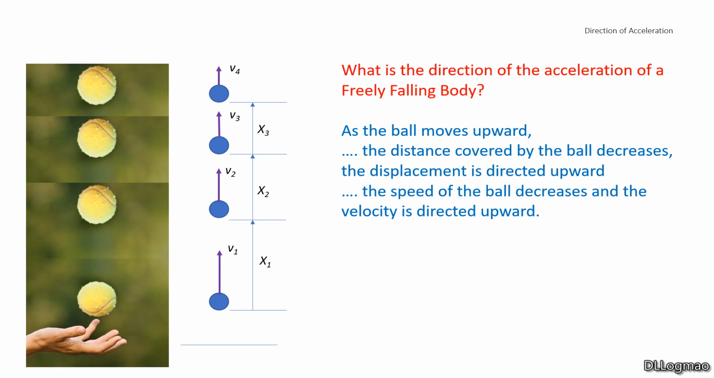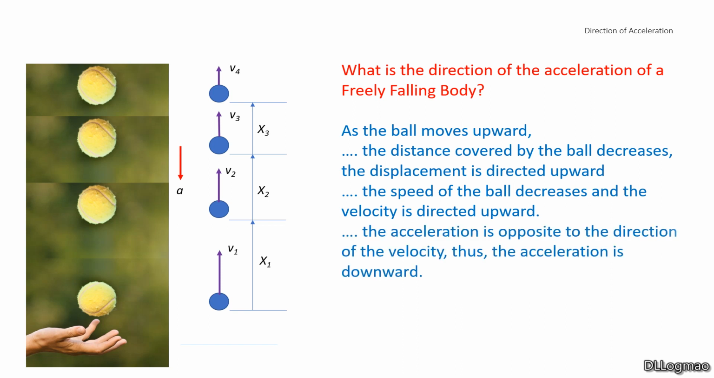This is an analysis from the instantaneous velocities: if the velocity is decreasing, the directions of acceleration and velocity are opposite. So if the velocity is upward, the acceleration is opposite to the direction of the velocity. Thus, the acceleration is directed downward.